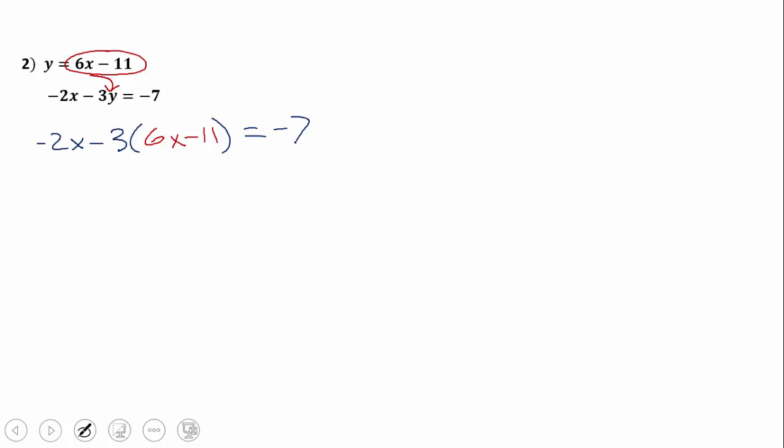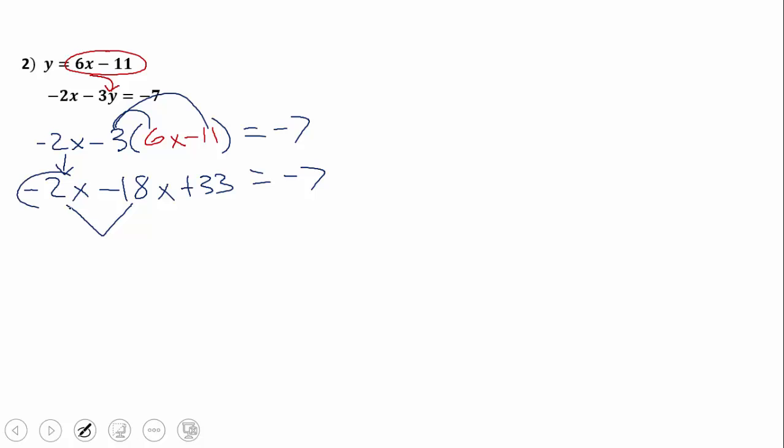Now we use the distributive property to simplify. A negative 3 times 6x is negative 18x. A negative 3 times a negative 11 is a positive 33. And the negative 2x just comes down, and it still equals negative 7. I'm going to combine these two like terms. They're on the same side. I just combine them using the operations given in front. This is a negative and this is a negative. So when I add them up, I have negative 20x plus 33 is equal to negative 7.